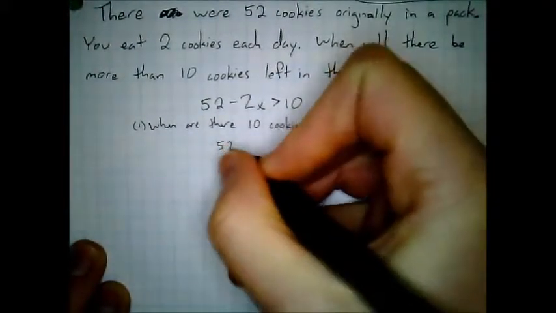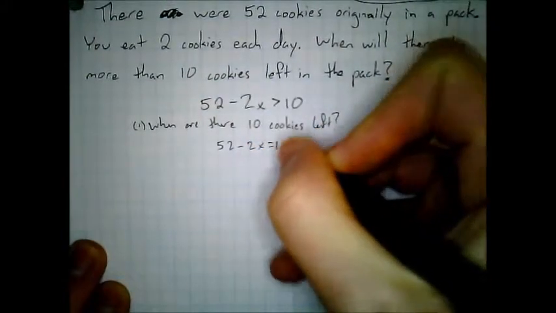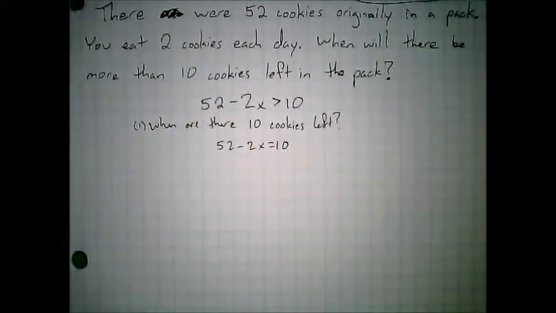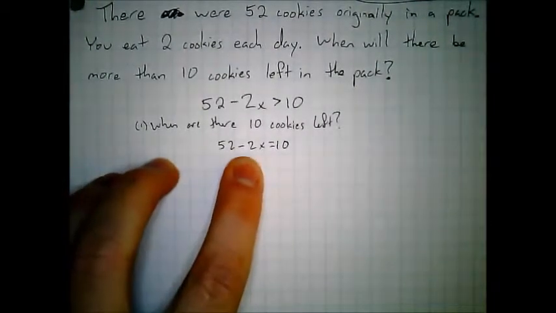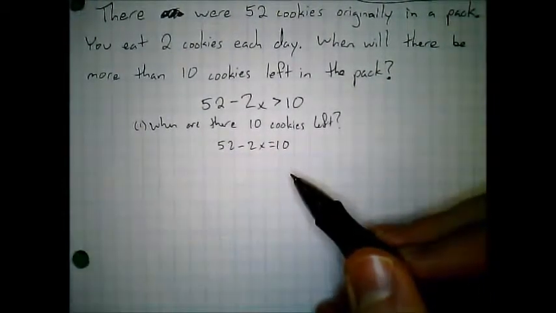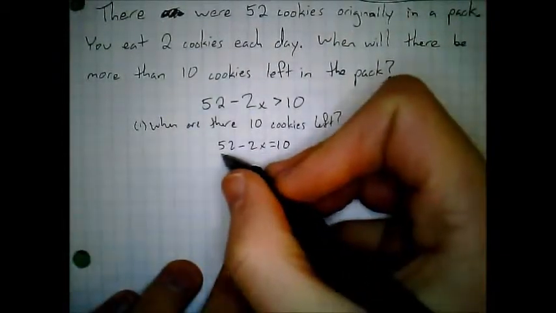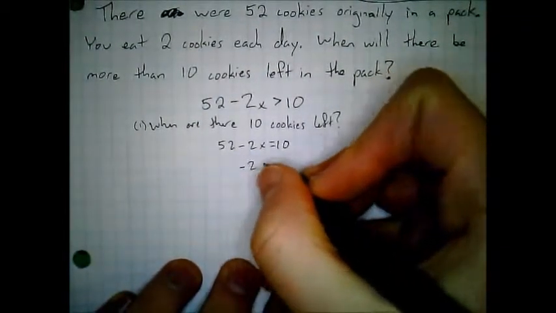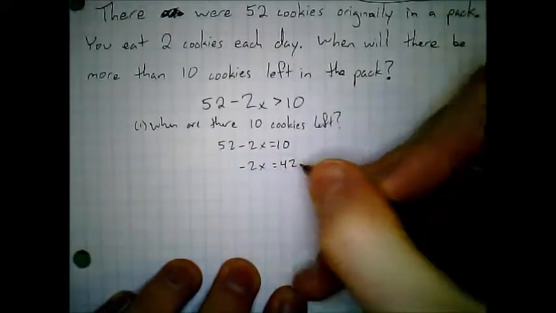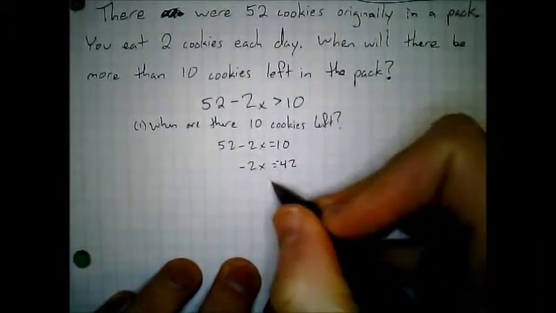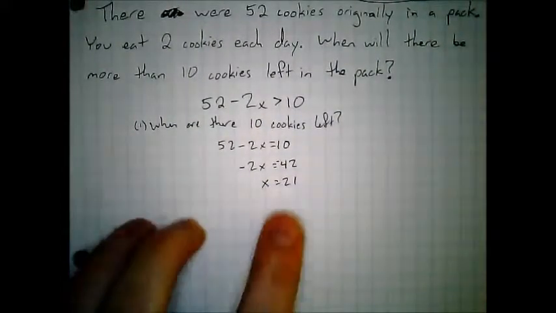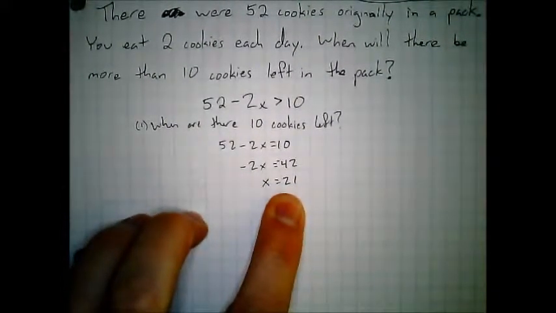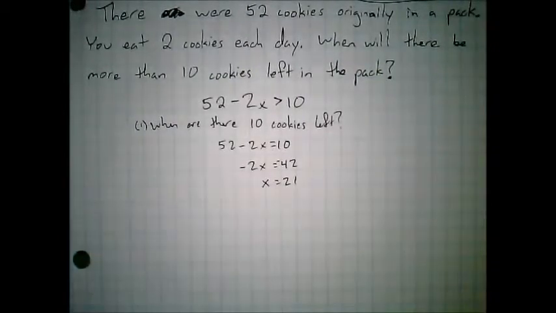However you solved it, by guessing and checking or by solving this equation, is fine. But we're going to get in the habit of writing out the equation and then solving. We want to know, when will there be exactly 10 cookies left? So we solve this equation. I'm going to subtract 52 from both sides, and I get negative 2x equals negative 42. Now I divide by negative 2, and I get x equals 21. So we find that after 21 days, there are exactly 10 cookies left.